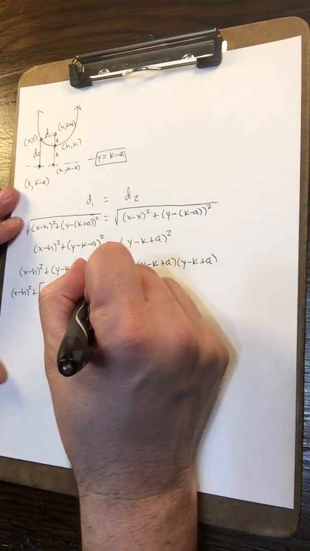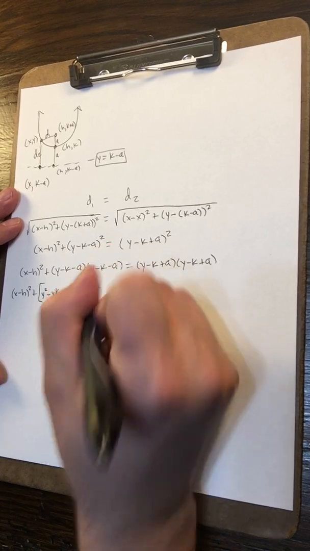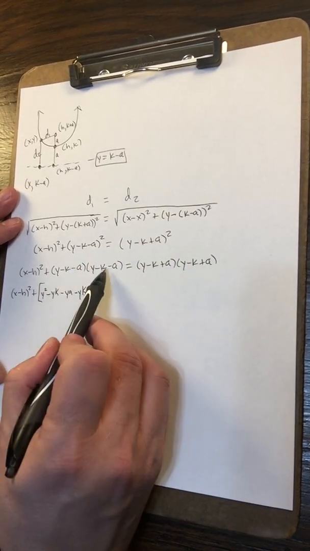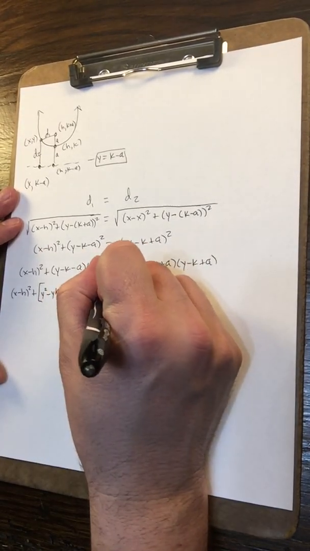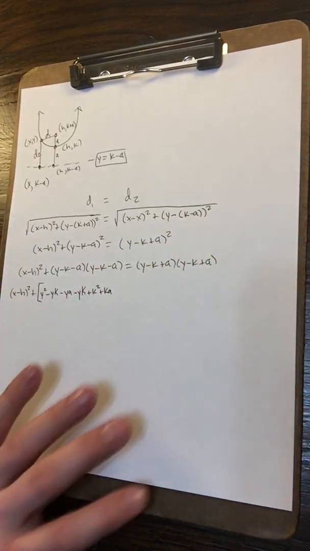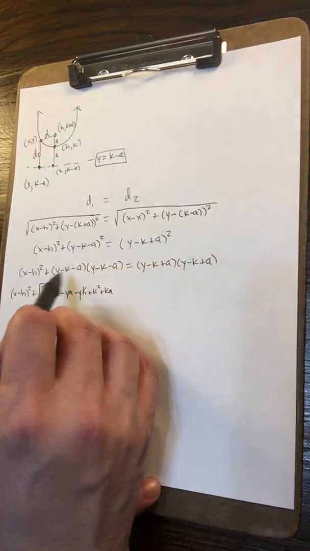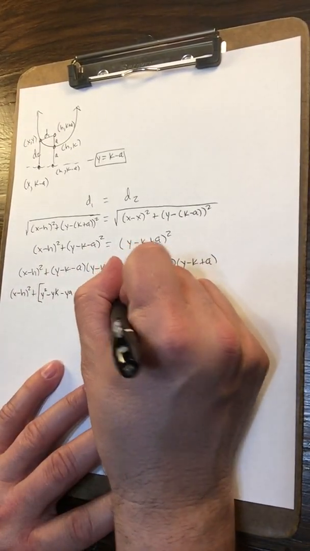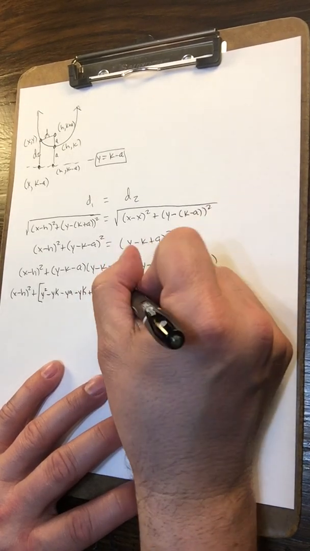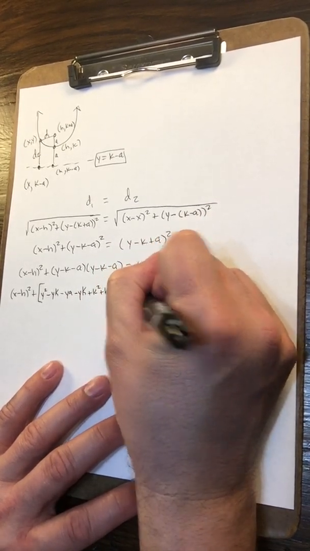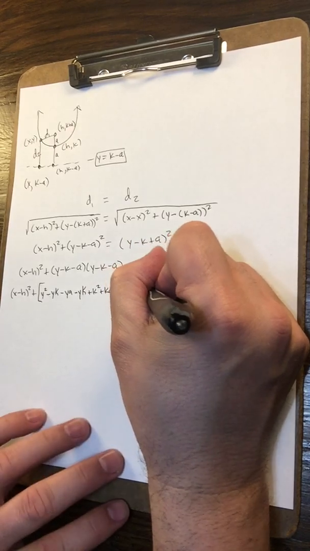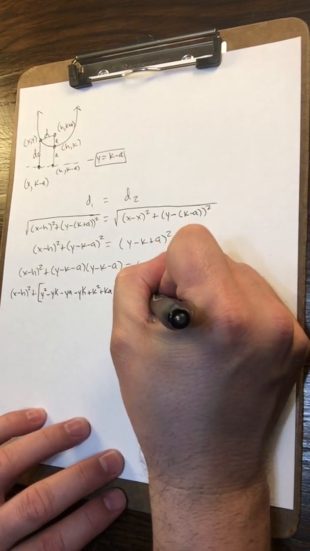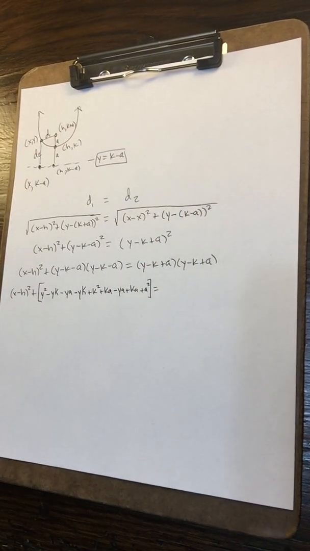Minus K times minus K is plus K squared. And then minus K times minus A is going to be plus KA. Okay? Then I'm going to distribute the A. It's going to be minus YA plus KA, and then it'll be plus A squared. Okay? I got 9 of them in there.